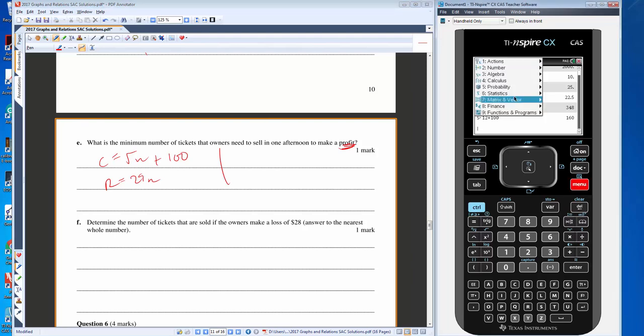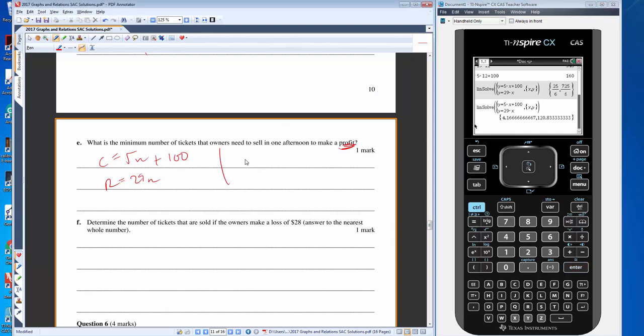Okay, so we're going to go menu, algebra, and we're going to go system of linear. Alright, so instead of C and N, we're going to use y equals 5x plus 100, and also y equals 29x. And we're going to control enter on that to get an approximation. So it's saying we need to sell 4.16.